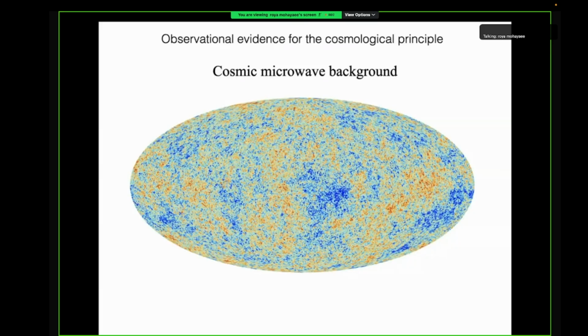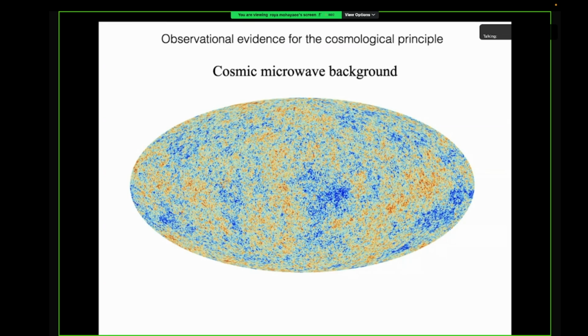And the very first observation, I don't know if it's first, but a very strong observation in support of the cosmological principle is actually the cosmic microwave background radiation. So this is a radiation coming from the very, very early universe, from when the universe was actually born. And here you see the fluctuation in the temperature.